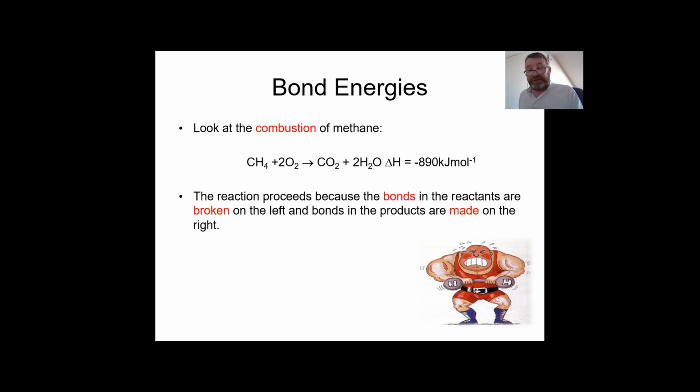The reaction proceeds because bonds in the reactants are broken, that's on the left-hand side, and bonds are made in the products on the right-hand side. So energy is needed to break, energy is released when we make. Who needs the greater amount of energy? Do we need more energy than we release, or do we release more energy than we need to break the bonds? Based on those figures, that'll tell us whether something is exothermic or endothermic.